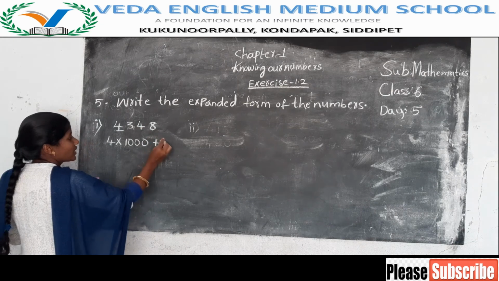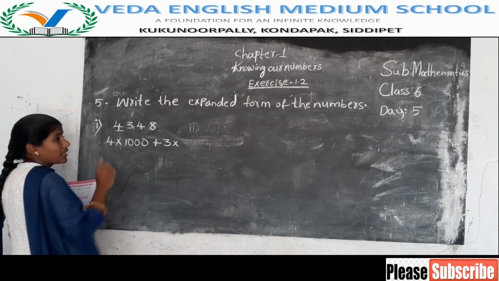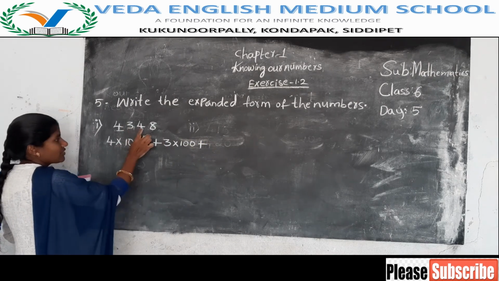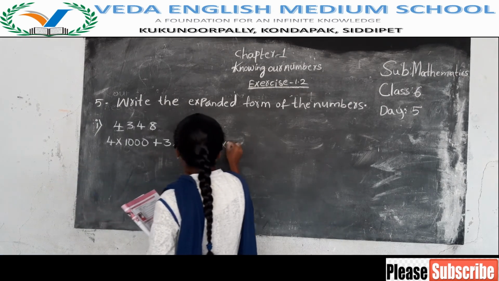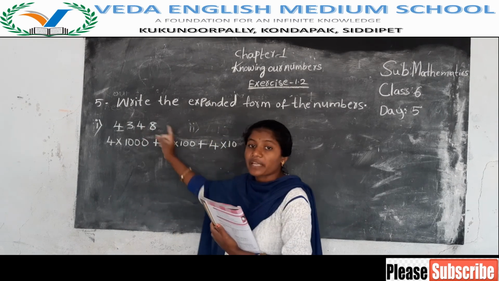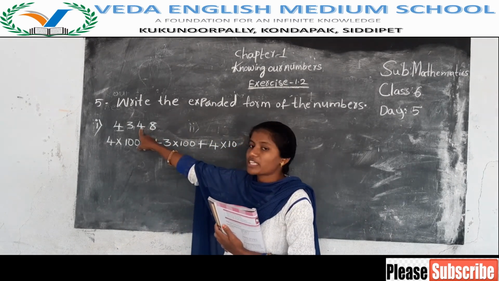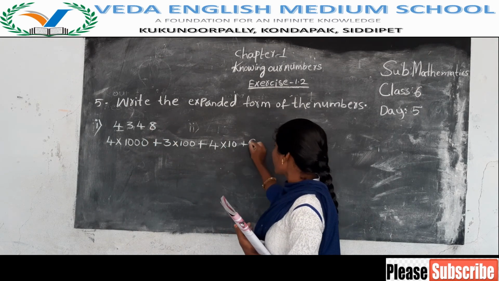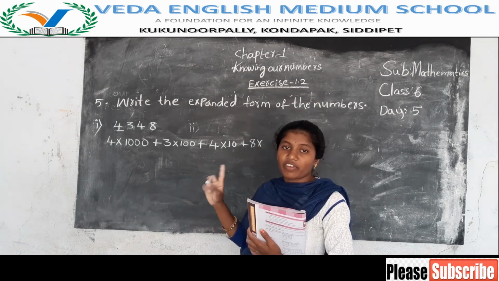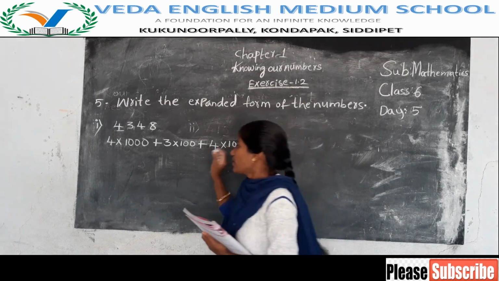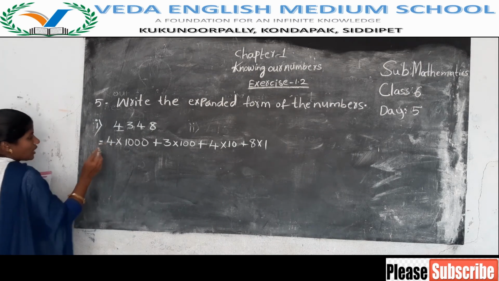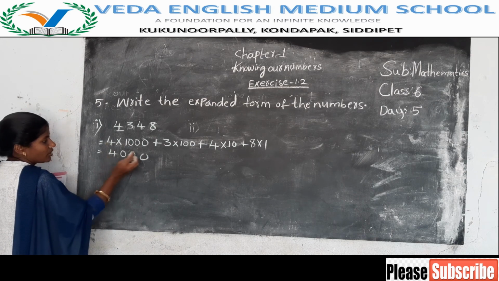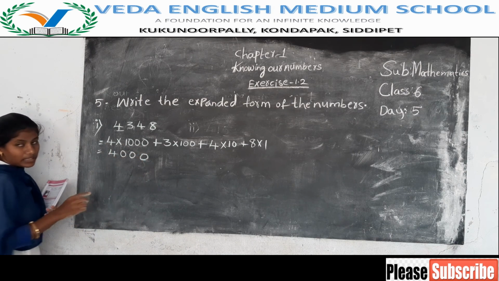Next after 4 we have 3. 3 is in the place value of hundreds, so 3 into 100, plus. After 3 we have 4. 4 is in the place value of 10. We have to multiply these numbers with their place values. So we multiply with 10, plus. After 4 we have 8. 8 is in the place value of 1, so we multiply with 1. Now it has completed. Now multiply 4 into 1000, it becomes 4000. Otherwise 4 ones are 4, and 3 zeros are there. We have 3 zeros as it is.